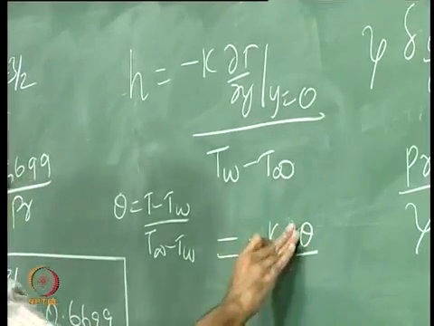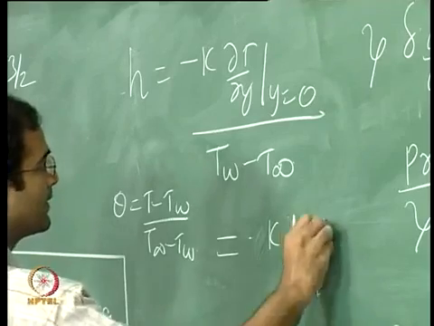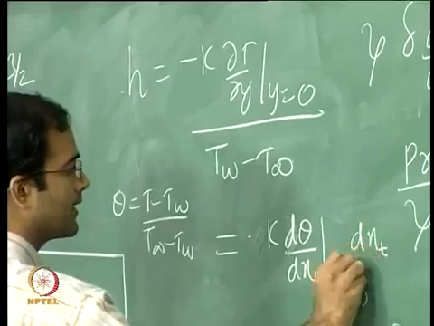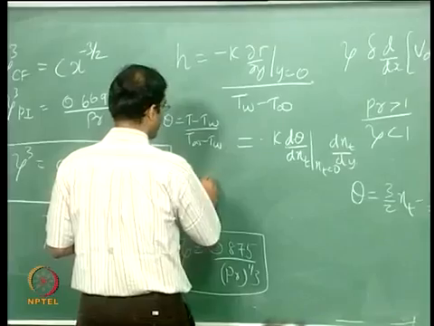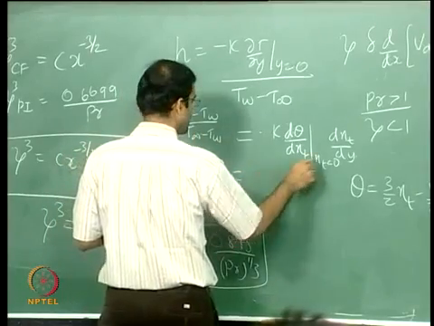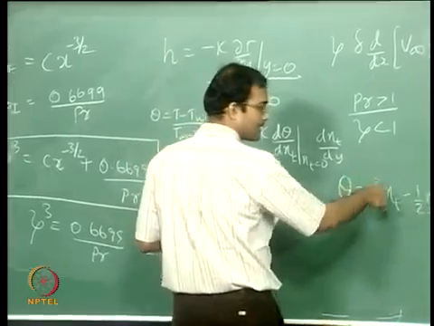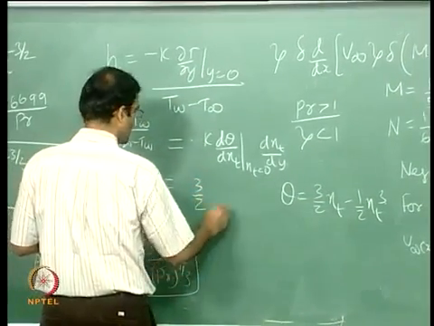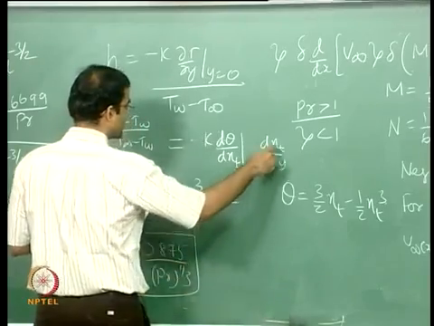Once again I can transform the variable as d theta by d eta t at eta t equal to 0, into d eta t by dy. So my expression here, d theta by d eta t at eta t equal to 0, will be nothing but 3 by 2. So this will be 3 by 2 into k, and what is d eta t by dy?